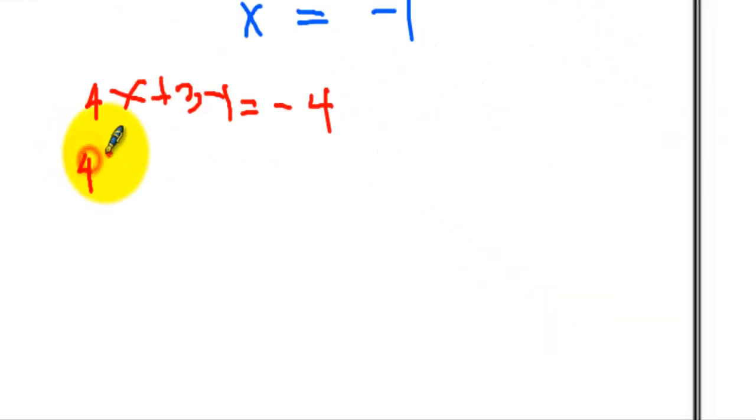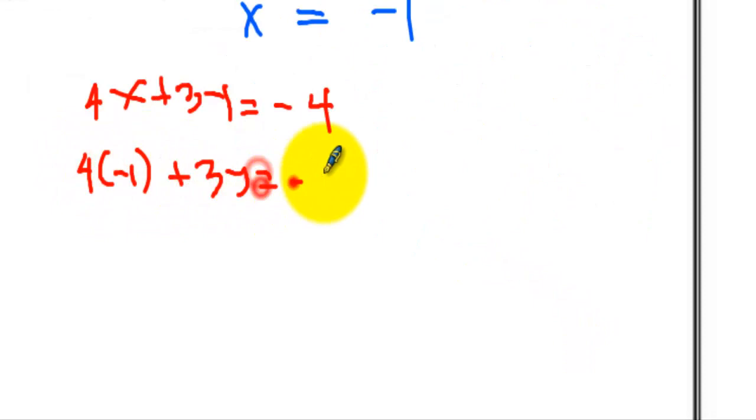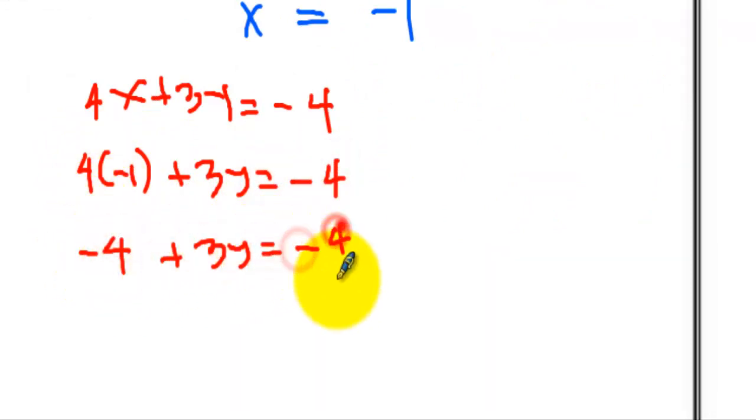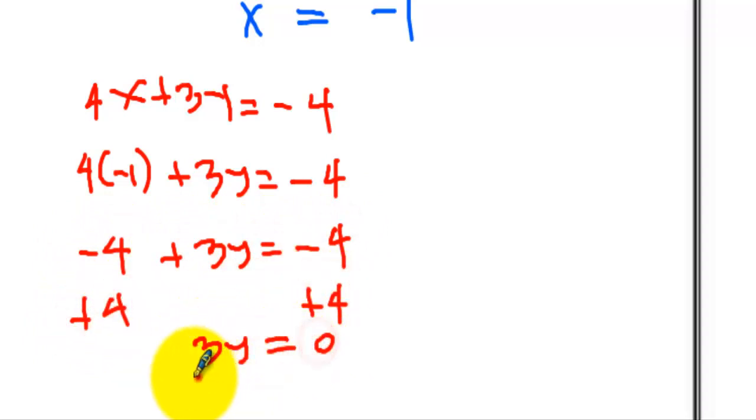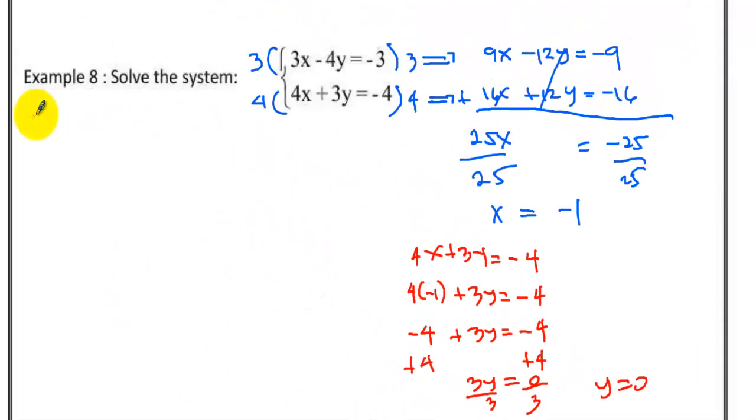So x is negative 1. This will become negative 4 plus 3y equals negative 4. Add 4 to both sides, we'll get 3y equals 0. Divide by 3, we'll get y equals 0. So our answer is negative 1 comma 0.